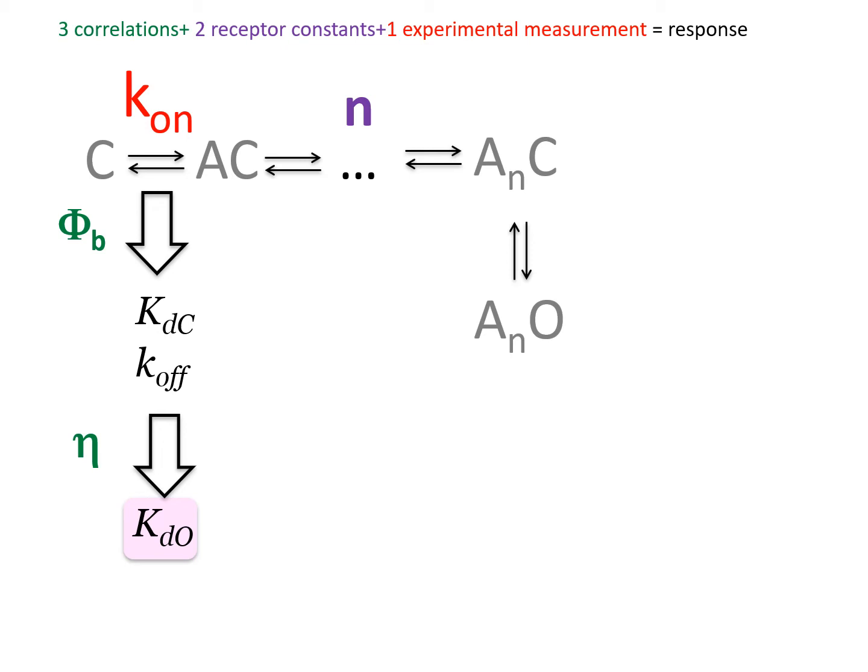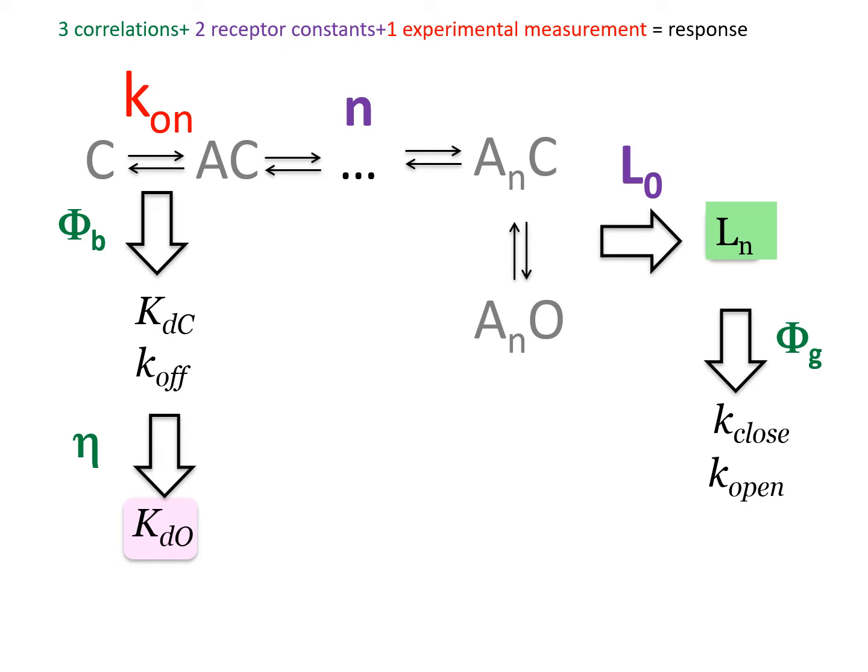And now that with N, if you know L0, then you can use the green equation from the first lecture, which is from the thermodynamic cycle. You know that Ln is equal to L0 times the coupling constant, which is KDC over KDO raised to the nth power. So we know that equation, so now we know Ln. And furthermore, since we know phi gating, we now know the opening and closing rate constants. So from one experimental measurement, we've calculated all the rate and equilibrium constants for every step in this scheme.